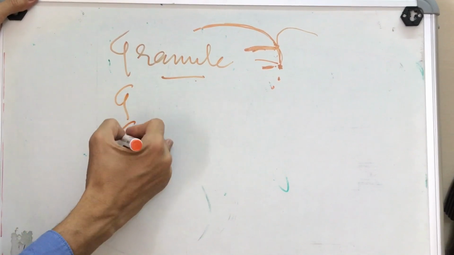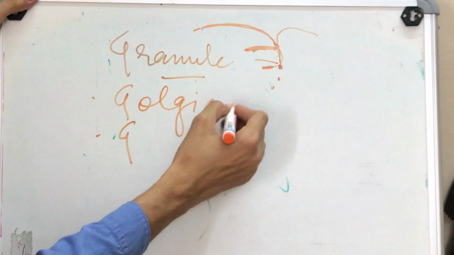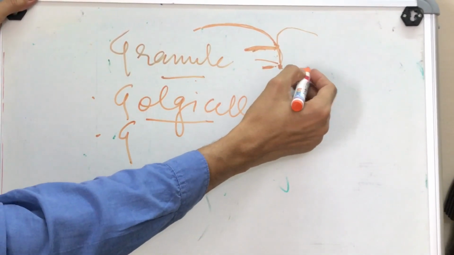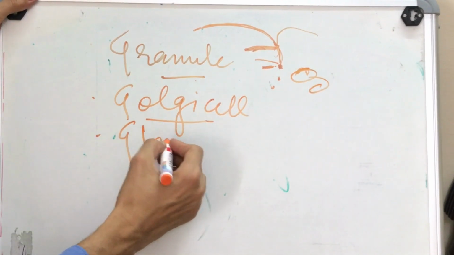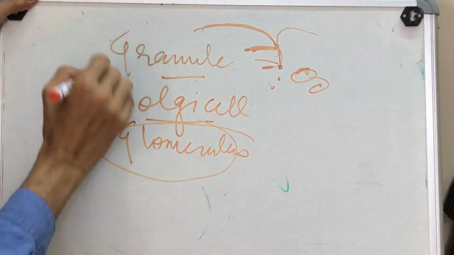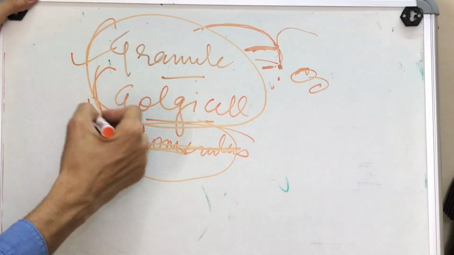Now, two more are over here. One is the Golgi cell. These cells are larger as compared to the granule cell. And then the third is the glomerulus. Glomerulus is a formation around these Golgi and granule cells. These are not cells. So there are two types of cell within the granule cell layer, granule and Golgi cell.